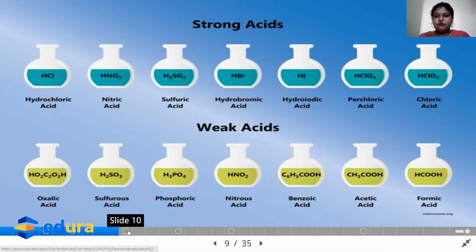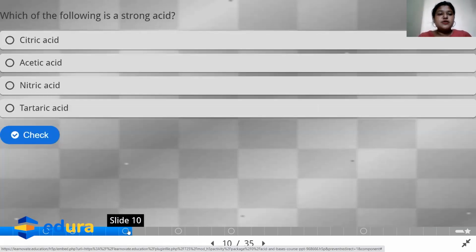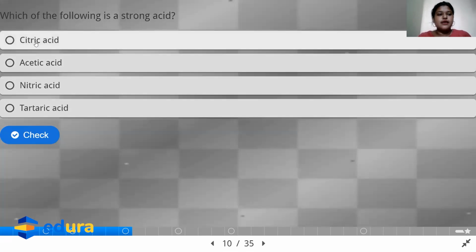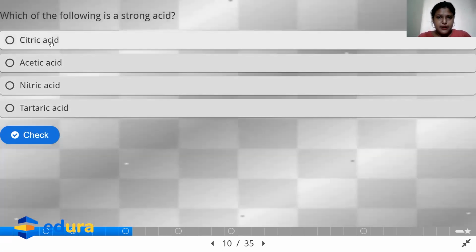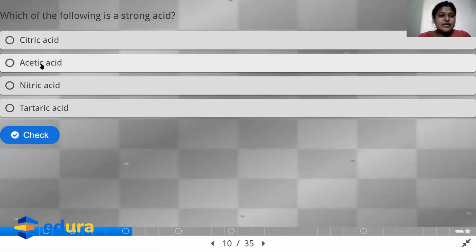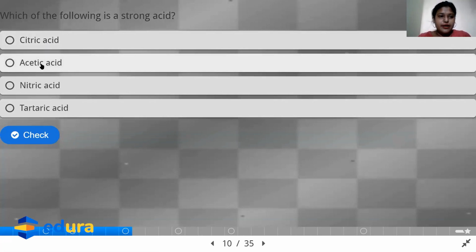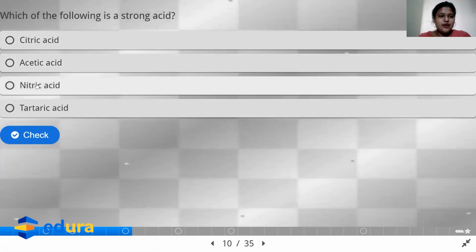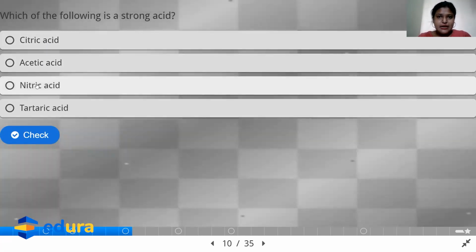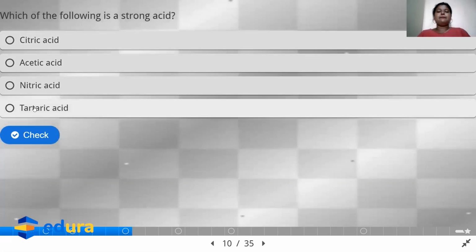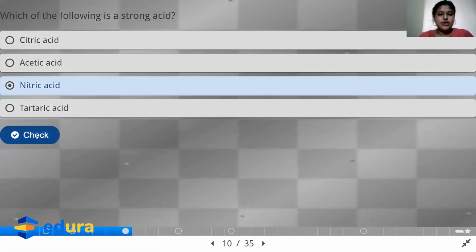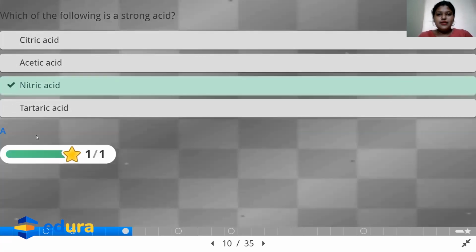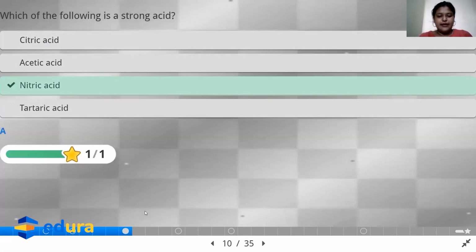Now I have a question for you. It's question time. Which of the following is a strong acid? Citric acid, it is present in lemon. So it is an organic acid, not a strong acid. Acetic acid present in vinegar, organic acid, not a strong acid. Nitric acid is a mineral acid. Mineral acids are strong acids. Tartaric acid is present in tomato, so it is not a strong acid. So the answer is nitric acid. Let's check. You can see I have got an A grade.